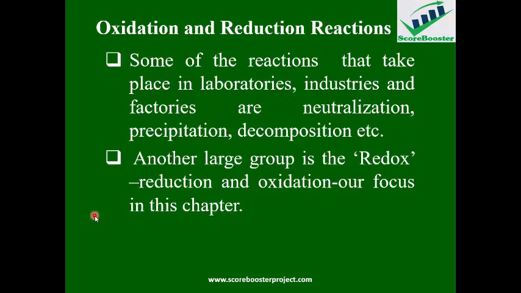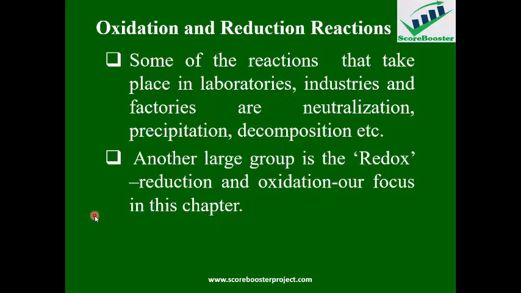Like I said, oxidation and reduction are very broad type of reaction. In the last lecture, we talked about exothermic and endothermic reaction. That is type of reaction when we are considering heat content. But this has nothing to do with heat content.